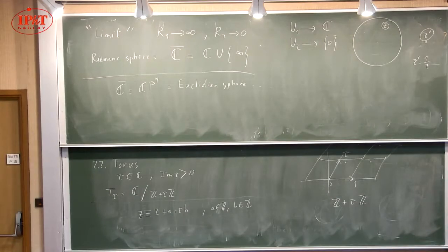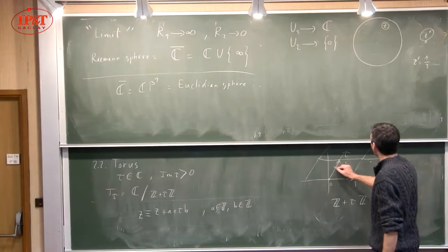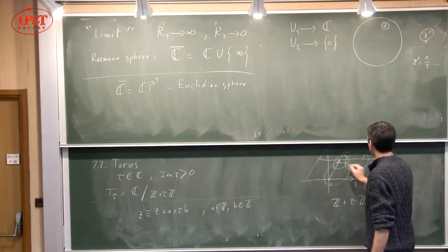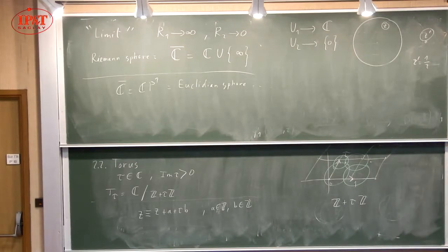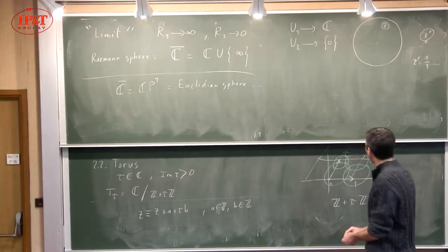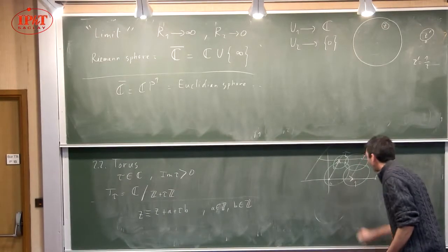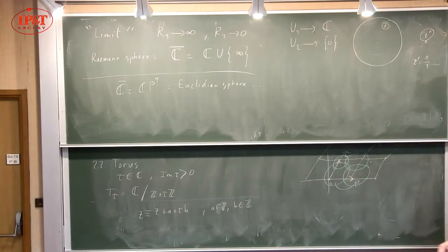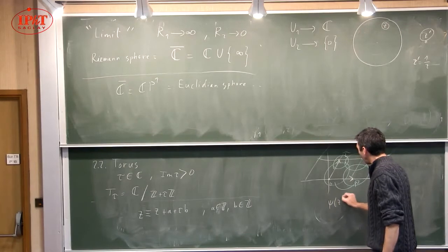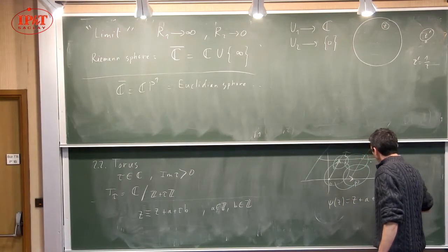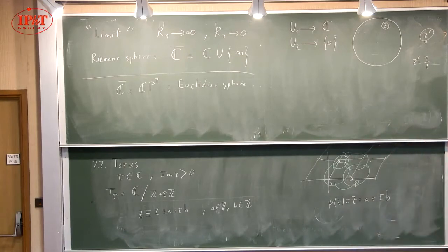So you have basically to cover this with open sets. Okay. So this will cover everything. And the transition maps, the transition map from one neighborhood to another, will always be of the form psi of z equals z plus a plus tau b. So these are translations, and these are indeed analytic functions whose inverse is analytic.